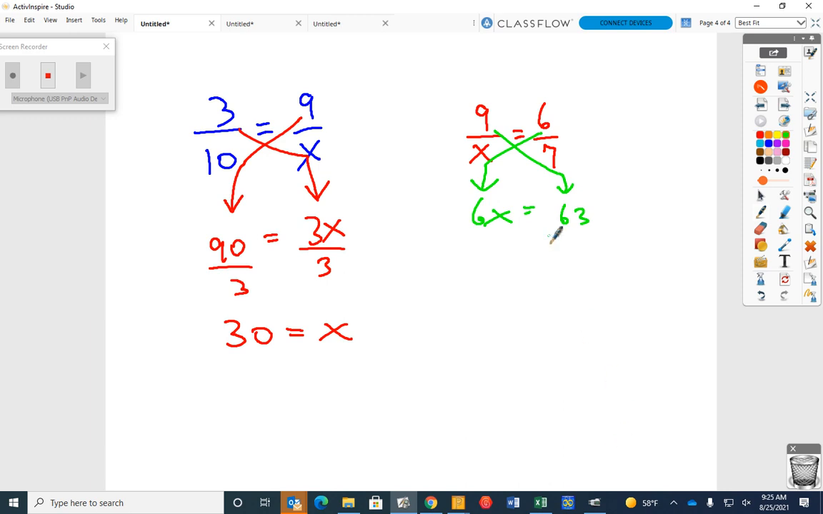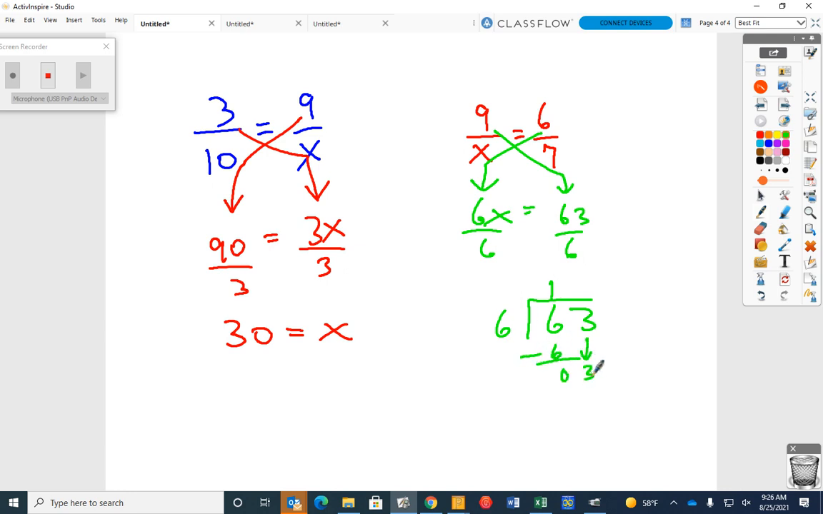Now, what does this mean we have to do? Divide each side by what? By 6, right? Now, 6 doesn't go into 63 evenly, does it? I'm not going to let you use a calculator on a certain part because I want you to show me how you got this. So I'm going to take 63 and divide it by 6. How many 6s go into 6? 1.